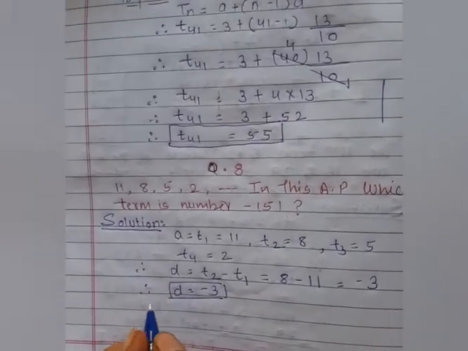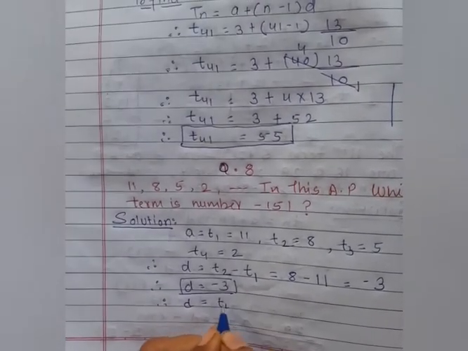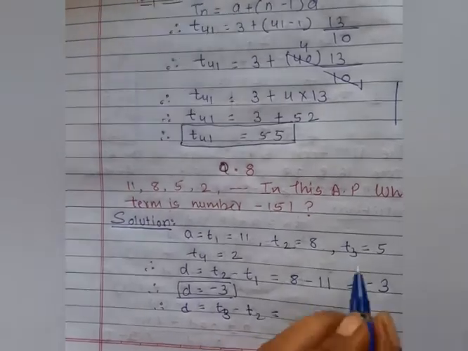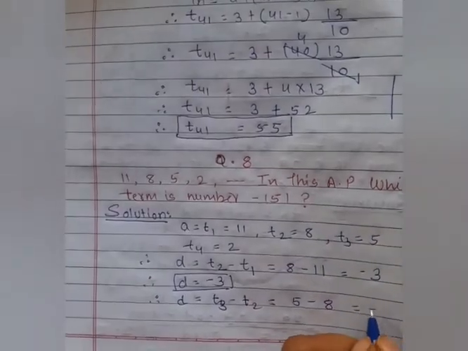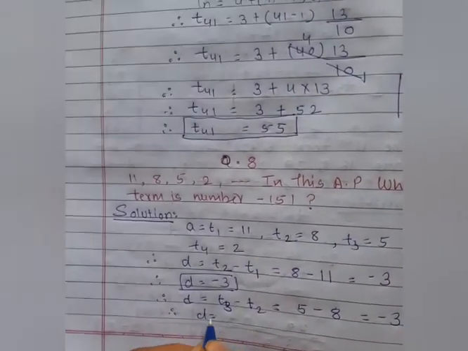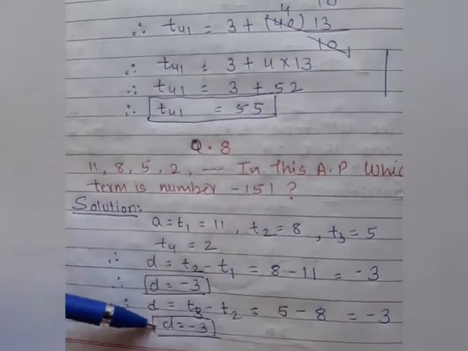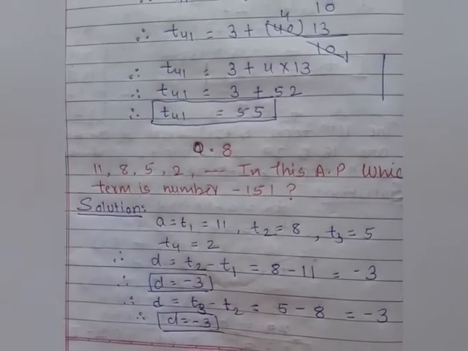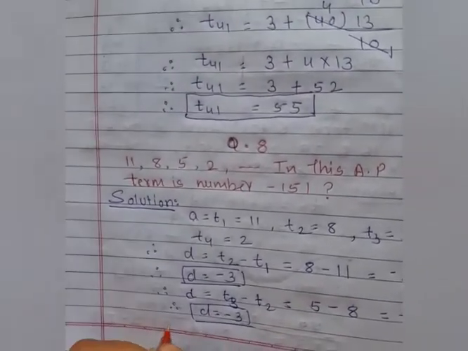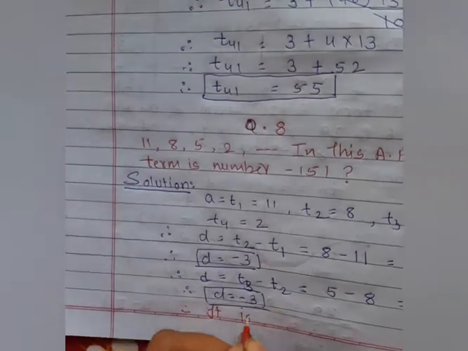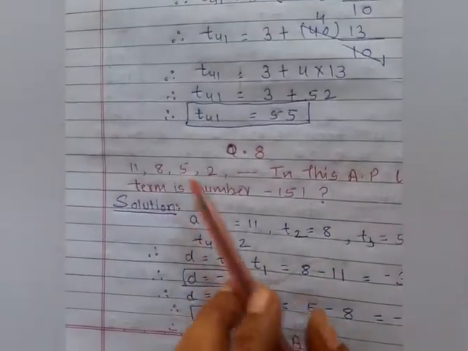So here the value of D is minus 3. Clear? Then we have D is equal to T3 minus T2. The value of T3 is 5, T2 is 8. So the answer is again minus 3, that is D is equal to minus 3. Hope you are clear. Both the differences are constant, so the given sequence is an AP. So first we can write it is an AP. So this much of the question has been clear.